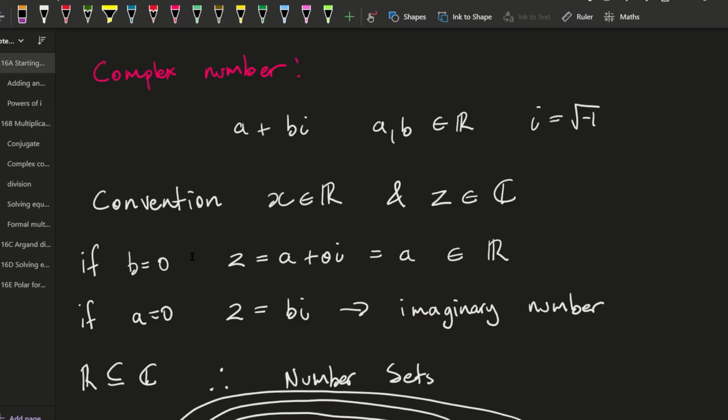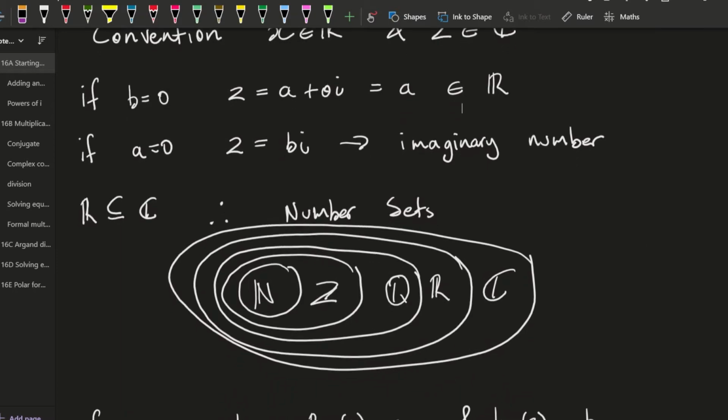Now, because making b 0 gives us a real number, that shows you that the real numbers are a subset of the complex numbers. And if we go back to our old-fashioned number sets diagram that we saw earlier this year, we've got our counting numbers, which are a subset of the integers, so just adding the negatives and 0. Then we put fractions in between the integers, and then we found that most numbers actually can't be represented as fractions, and that gives us the real number line. Well, the real number line is inside the set of complex numbers.